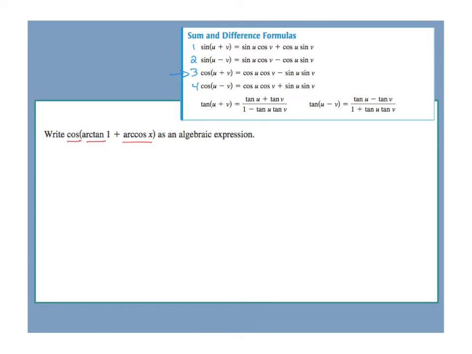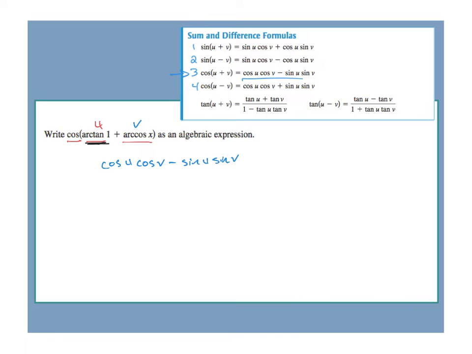All right, and I'm going to call this one u, and I'm going to call this one v. So I'm going to go ahead and just rewrite this formula. So now I'm going to have cosine of u, and then cosine of v, and then minus sine of u, sine of v.